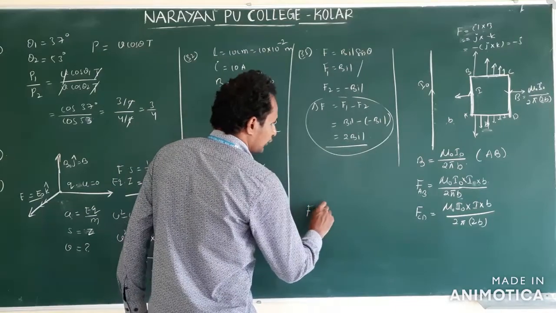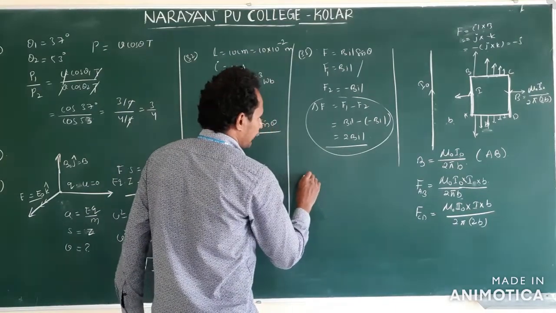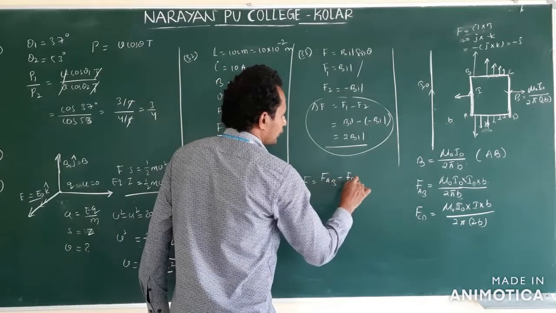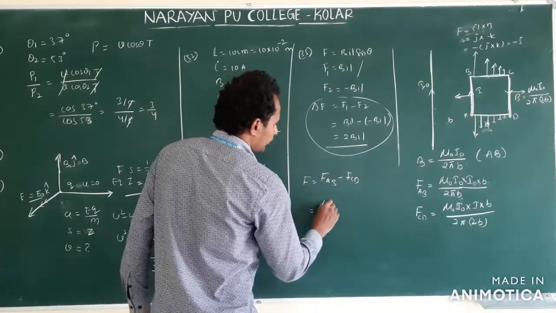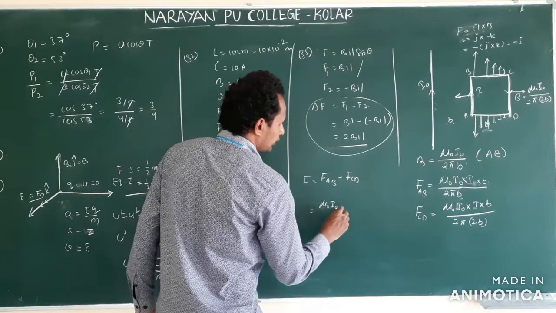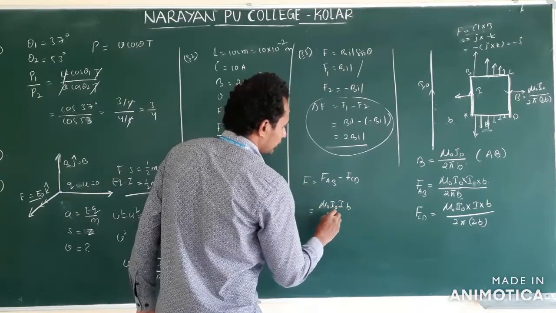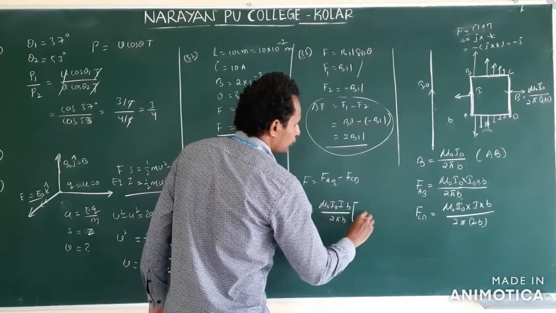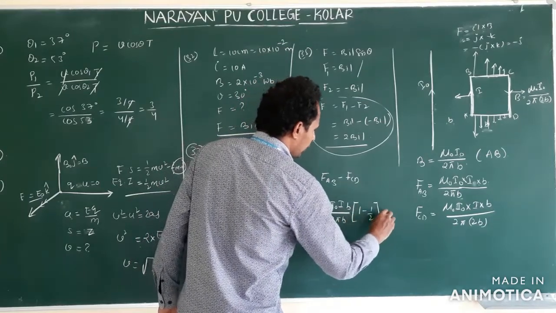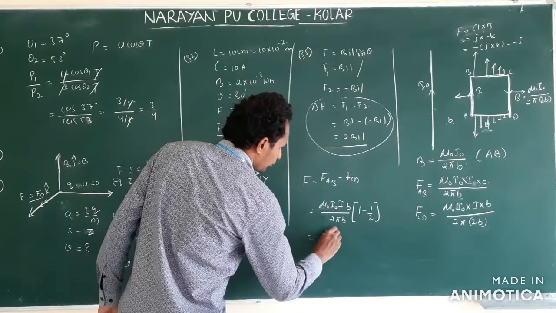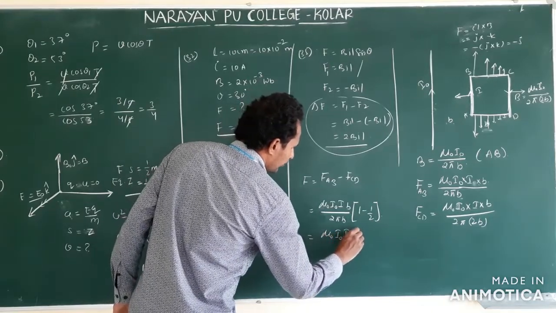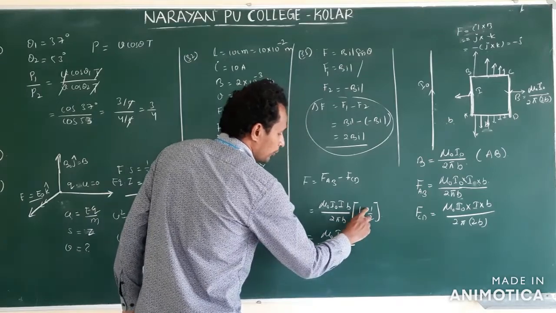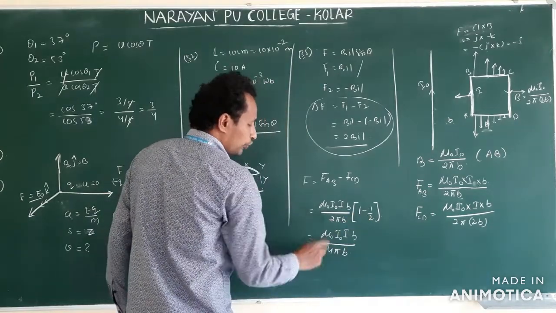Then F is equal to FAB minus FCD. What is common in that? Mu naught I naught IB by 2 pi B is common. Then what do you get? 1 minus 1 by 2. Then this is mu naught I naught IB by 4 pi B. 1 minus 1 by 2 is 1 by 2. 2 into 2, 4.